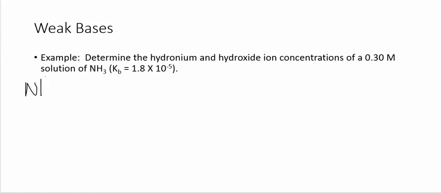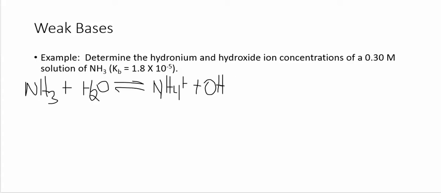NH3 is my solution, so we have NH3 plus water. NH3 is going to pick up a hydrogen to form NH4, and then you're going to get hydroxide because it's a base. My concentration of NH3 is 0.3 molar. We're going to forget water because it's a liquid. On the product side, NH4, we're going to use X, and OH, we're going to use X because the coefficients in front of those are 1 to 1.